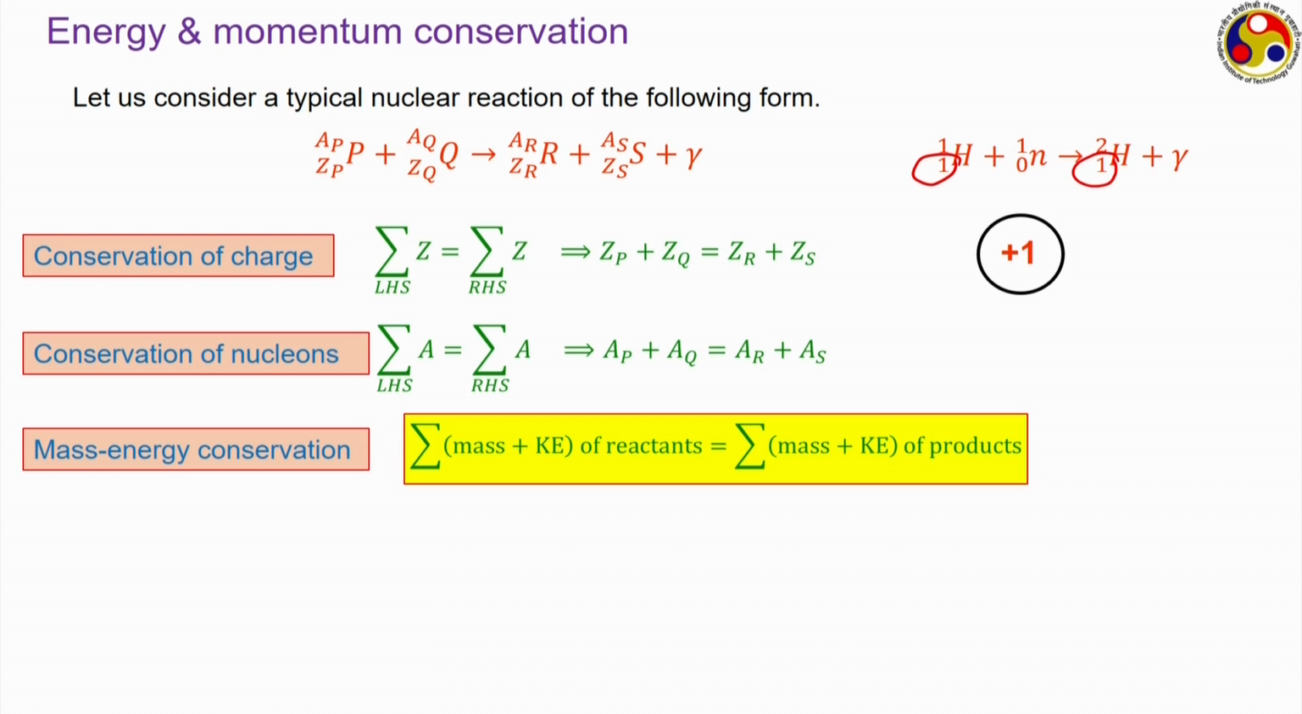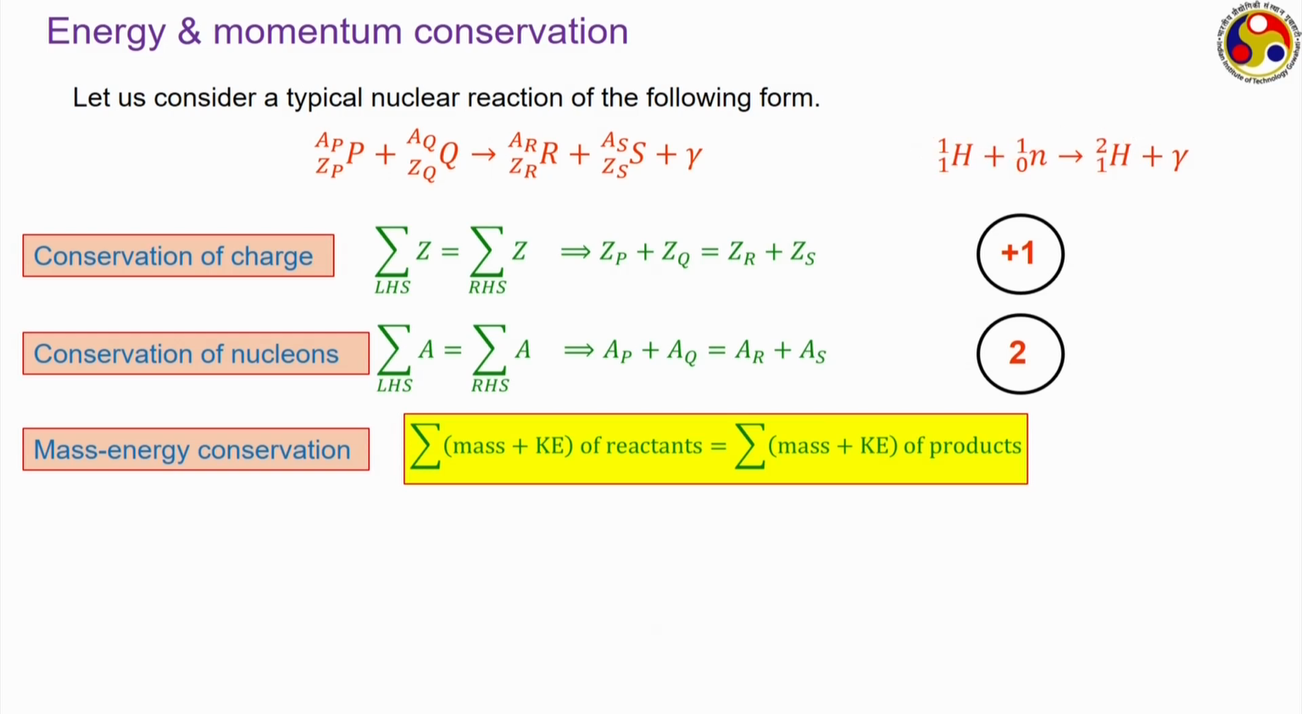So, charge is conserved. Now, how many nucleons do we have? Let us check the number of nucleons. On the left hand side we have one contributed by the proton or the hydrogen nucleus, and one contributed by the neutron. So, total we have 2 nucleons on the left hand side, and on the right hand side again we have 2 nucleons related to the deuterium. So, the total number of nucleons is also conserved, which is 2 in this situation.